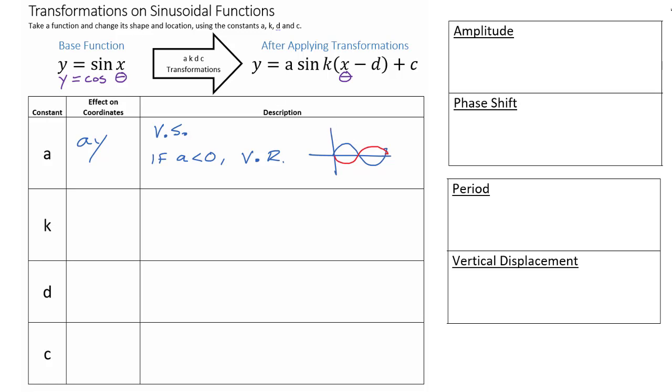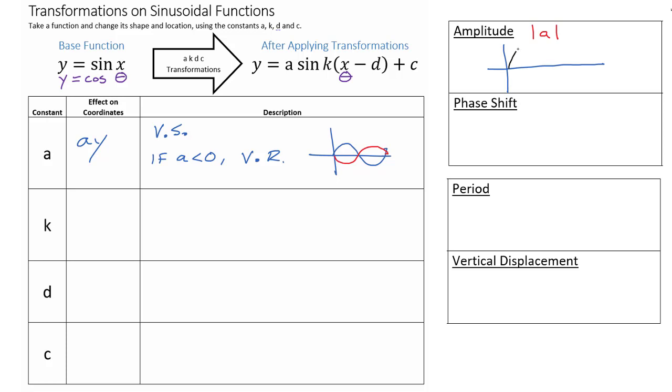That's the first thing. And we want to talk about how the a affects the amplitude. Amplitude is the absolute value of a. So if a is negative, we ignore it when we're talking about the amplitude. So if a was negative 2, your amplitude would just be 2. And what do we mean by amplitude again? The amplitude is that vertical distance.